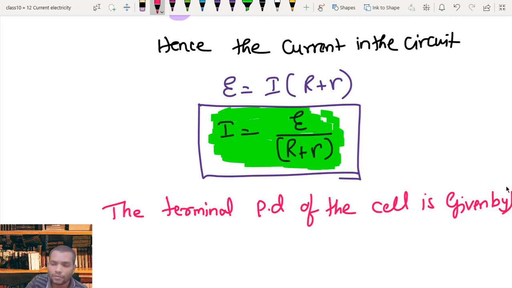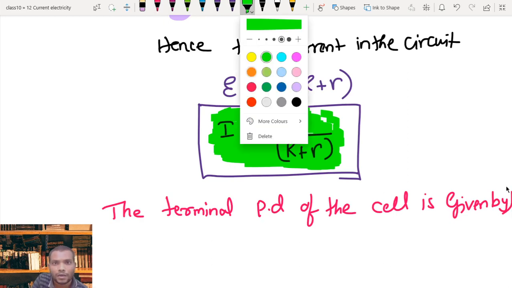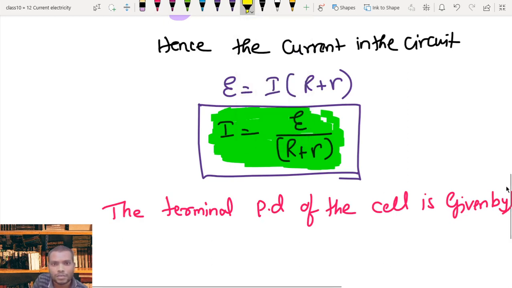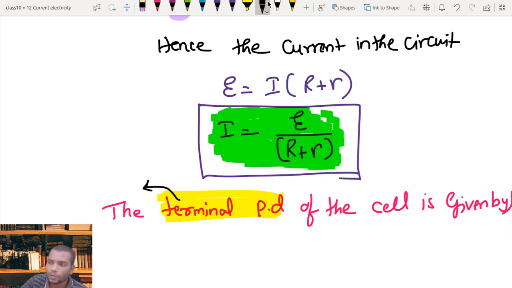So here I would like to define what is terminal potential difference. I think if you know this is terminal potential difference, well and good. So this terminal potential difference, we define this as the potential drop across the terminals of a cell when a current is being drawn from it.